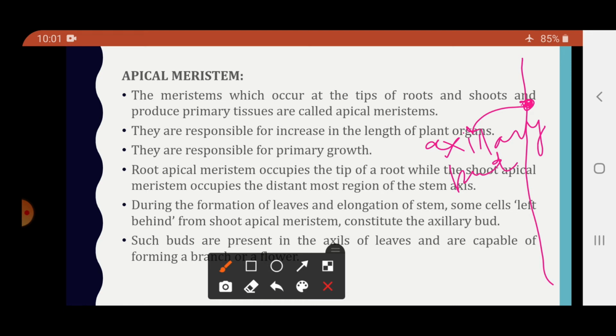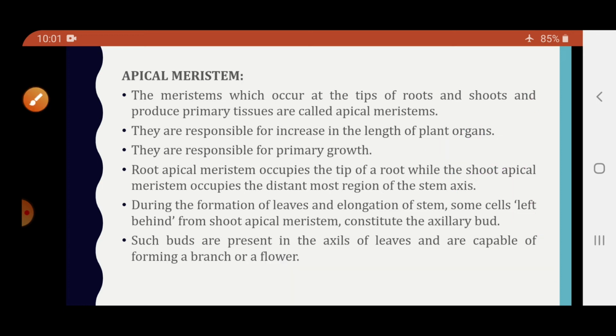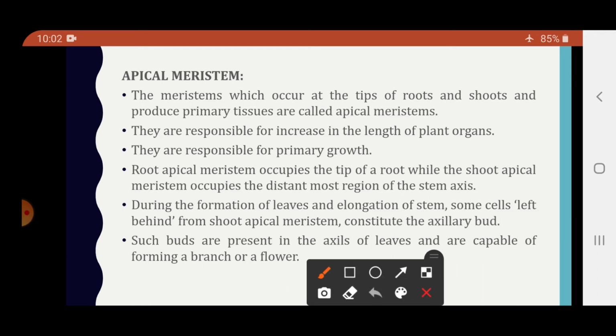So, during the formation of leaves or elongation of stem, some cells which are left behind from the shoot apical meristem, what do they form? They form the axillary bud. I will explain you again. Say for example, this is a shoot meristem. Okay, so ये shoot meristem कहाँ पे है, टिप पोर्शन पे. अभी ये सेल डिवीजन होकर क्या करेगा, ये पर्टिकुलर स्टेम की लेंथ इंक्रीज करेगा. जब लेंथ इंक्रीज होती है तो अभी मेरिस्टम यहाँ पे है, but at the time of elongation some meristematic cells remain, and these left out meristematic cells are called as what, they are called as the axillary bud.